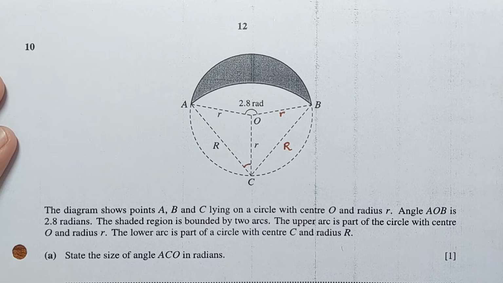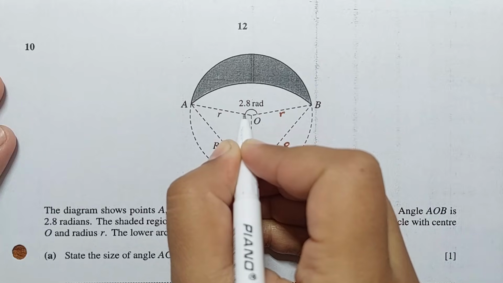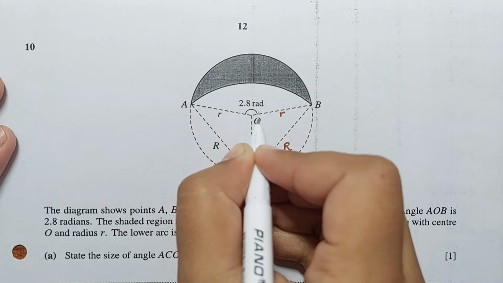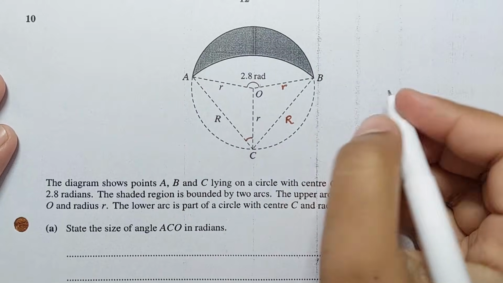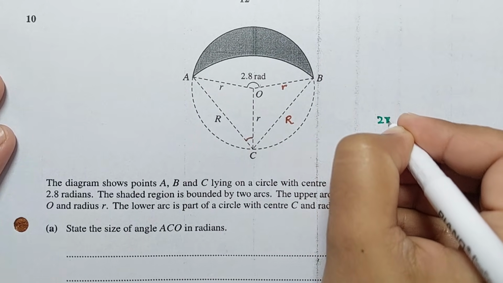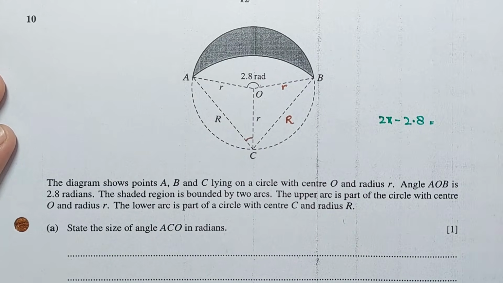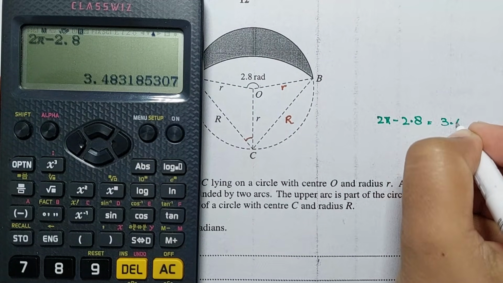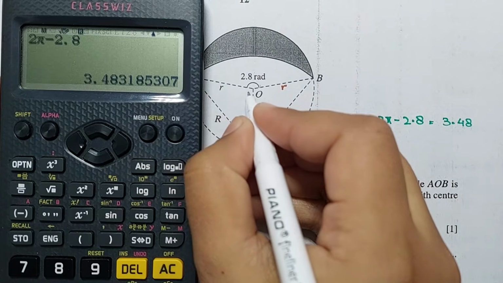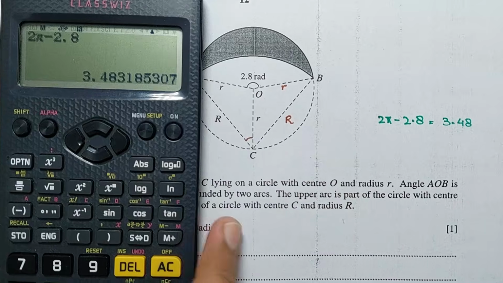All right. So first of all, we know that if we consider a circle with the center O, this angle is 2.8 and the whole would be 2 pi, right? This whole angle is 2 pi. So from 2 pi, if you subtract 2.8 in radians, the angle is 3.48 radians. 3.48 plus 2.8 gives you 2 pi, right?